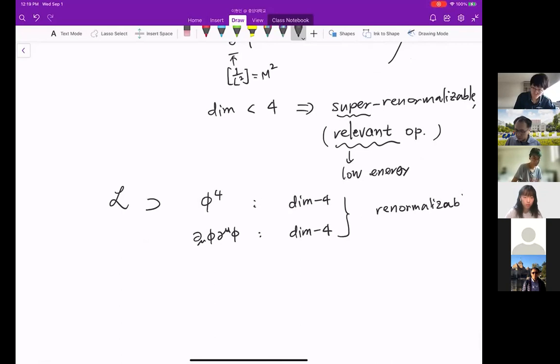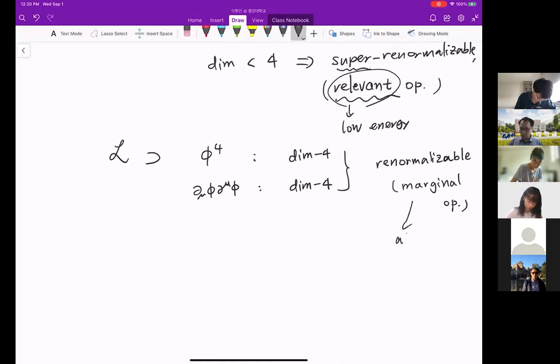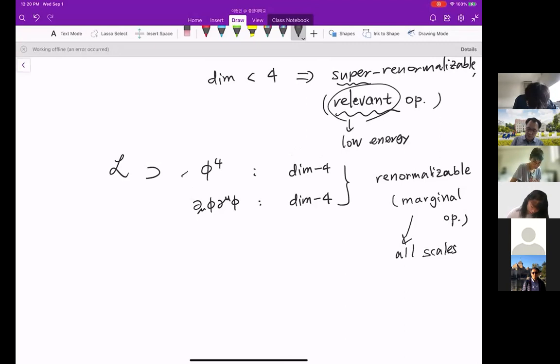Non-renormalizable is not good. But renormalizable is a technical term, so relevant is one that you can better understand. Renormalizable operators are marginal. Marginal is the boundary between relevant and irrelevant operators. Still, this marginal operator is important in this case, so we need to keep these marginal operators. For this marginal operator, you can put some coefficient lambda, and this lambda has mass dimension zero, right? And this c, the kinetic term, has mass dimension zero.